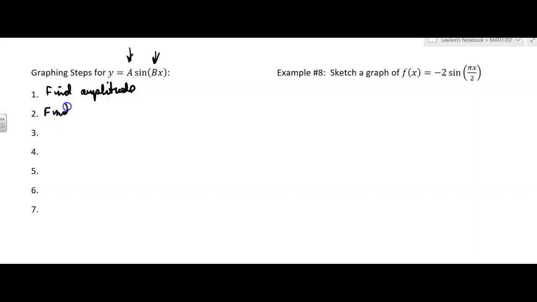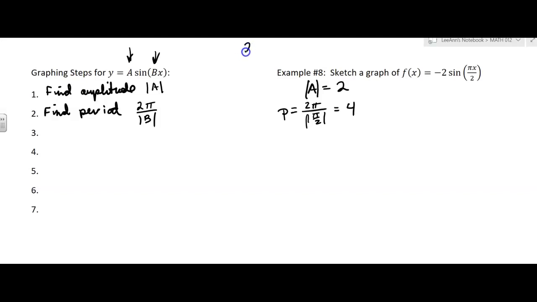And you've got to find the period. The amplitude is the absolute value of A. So in our case, our amplitude is going to be 2. That's going to tell us the vertical stretch, so we know how big to make our graph. Then we have to find the period. Period is equal to 2 pi over b, and our b is pi over 2. If I invert and multiply, I think I'm going to get 4 out of that. Think about 2 pi times 2 over pi, and that's going to get you 4. This is going to help us set up our graph paper.